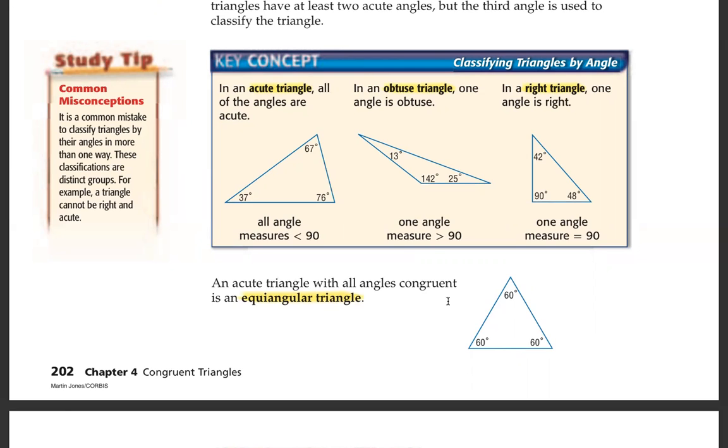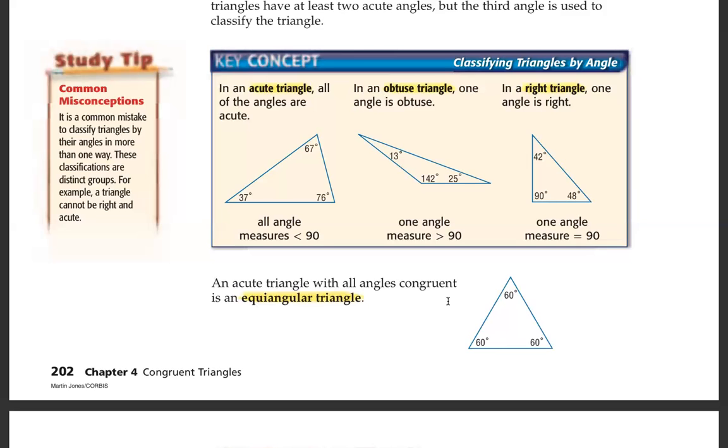The next one is obtuse triangle. An obtuse triangle is a triangle wherein one angle measure is greater than 90 degrees. One angle measure is greater than 90 degrees. So you don't expect to have more than one because it's impossible. And later you will find out why it's impossible to have two angles whose measurement is greater than 90 degrees. And the last one is the right triangle.